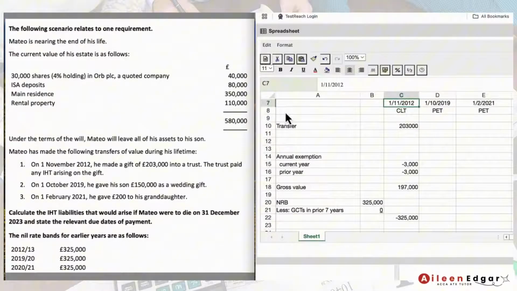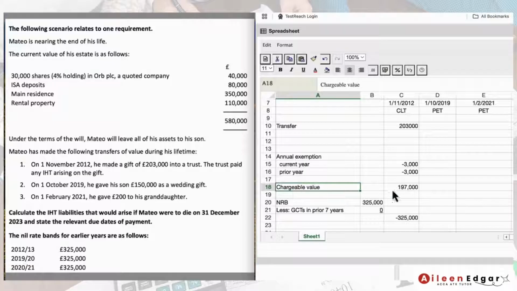There was nothing else made during that time period that would use up the nil rate band, and so we're looking for any other CLTs that were made in the previous 7 years, because those are chargeable transfers. PETs are not chargeable transfers while the donor is still alive, so if there had been any PETs made in those 7 years, then they wouldn't eat away at the nil rate band. It would only be CLTs made in the previous 7 years that would.